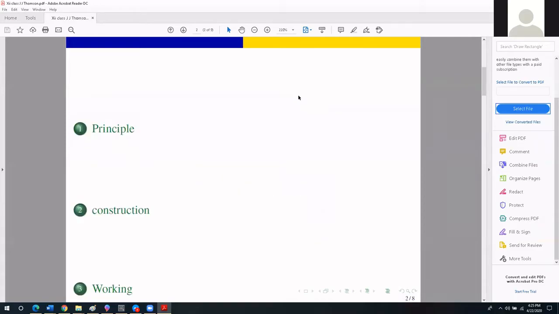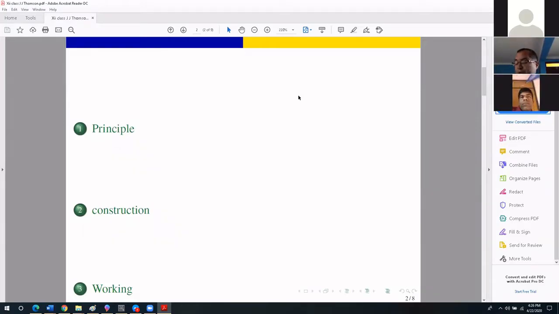That is J.J Thomson experiment for the determination of a specific charge of an electron. The specific charge is defined as the ratio of charge to mass. Charge of electron divided by mass of the electron is the specific charge of electron, and its value is 1.76 into 10 to the power 11 coulomb per kg. This experiment is explained in three categories. First one is principle, second one is construction, and third one is working.